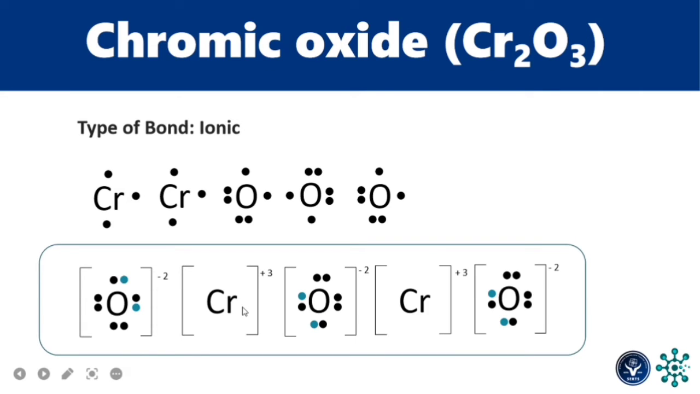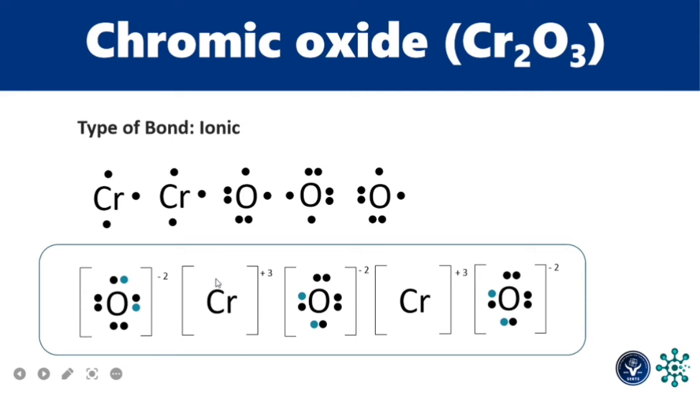Next is chromic oxide, Cr2O3. First is to establish the Lewis dot symbols. We have 3 oxygen and 2 chromium atoms. Chromium atoms can donate 3 electrons. Oxygen atoms need 2 electrons each. So these 6 electrons will be distributed to these 3 oxygen atoms.